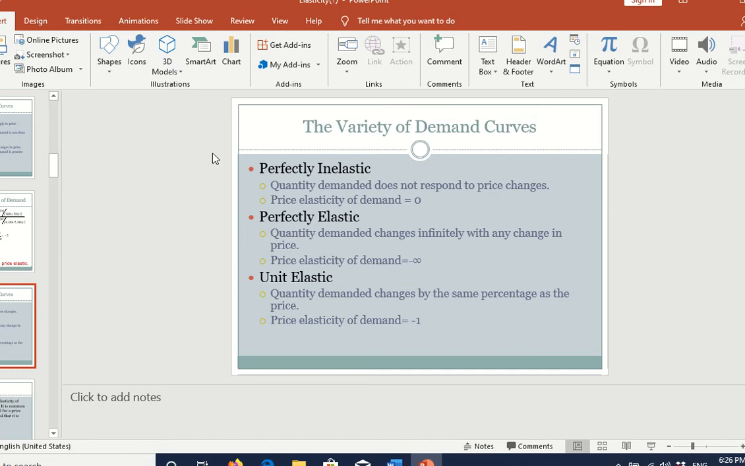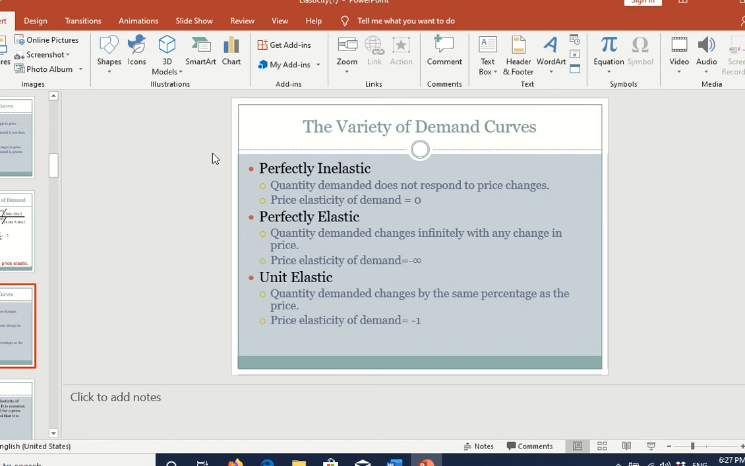So another terminology is perfectly elastic. This is another extreme case. As you can see, the price elasticity of demand is negative infinity. What that means is quantity demanded changes infinitely with any change in price. Once again, it is an extreme case, so that means it is very difficult in real life to find an example that is perfectly elastic, but we can find examples that are close to perfectly elastic. So a tiny, teeny change in the price will lead to a very, very large change in the quantity demanded. Okay.